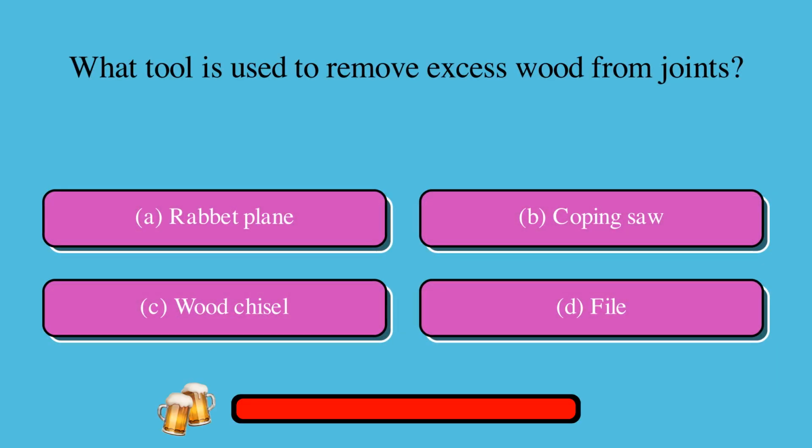Which tool is used to remove excess wood from joints? A, rabbet plane, or B, coping saw, or C, wood chisel, or D, file? The correct answer is A, rabbet plane.